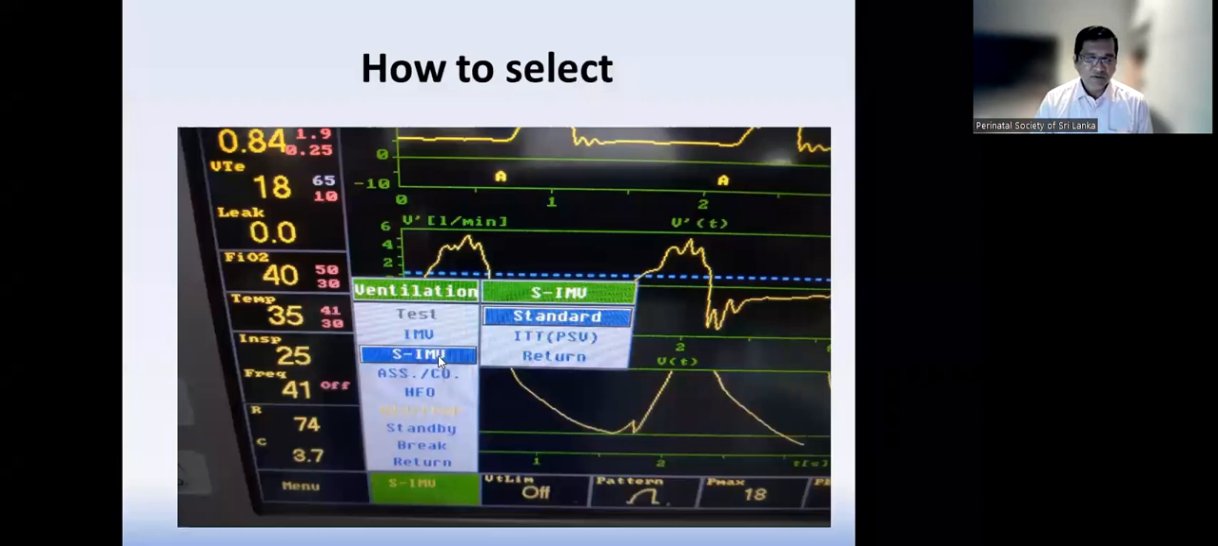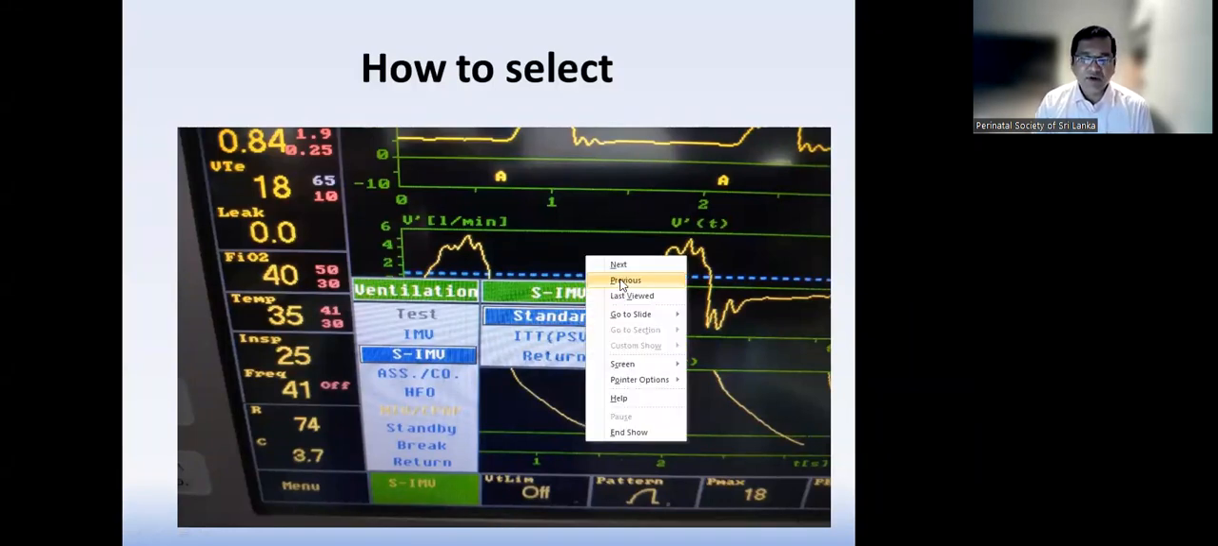So when you want to select the SIMV mode, it will pop up two windows under SIMV, standard and ITT or pressure support ventilation. You need to select ITT or pressure support ventilation. Then only it will give you the volume adjustment window. So you go for SIMV and then ITT, then there's a window for you to select the volume, whatever volumes that you want to set.